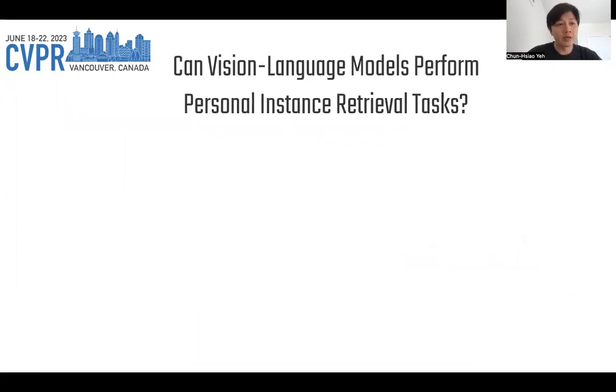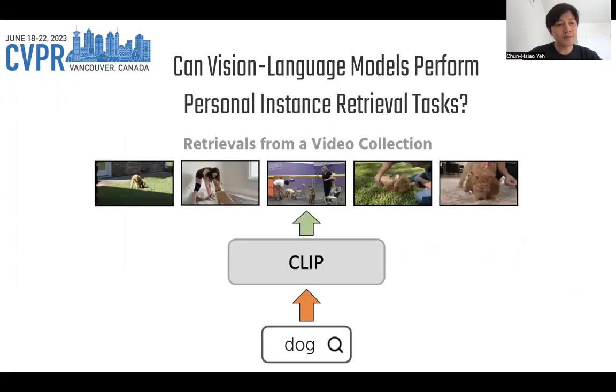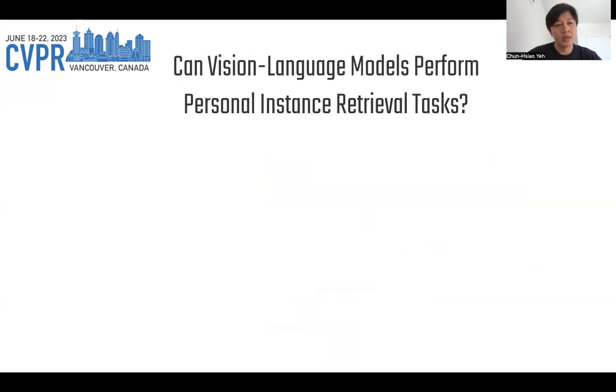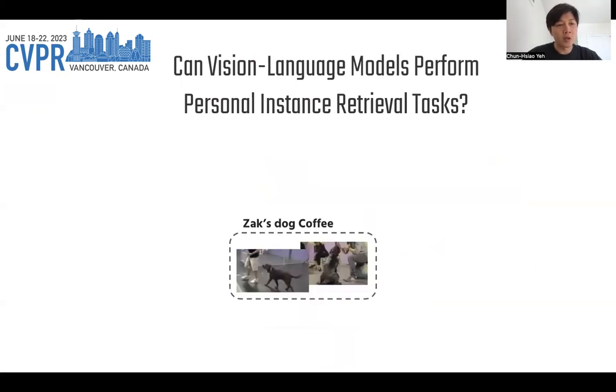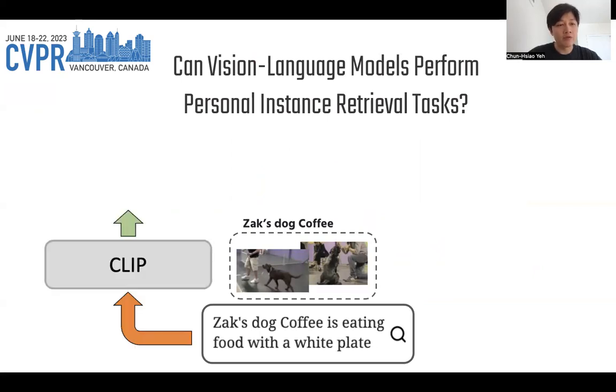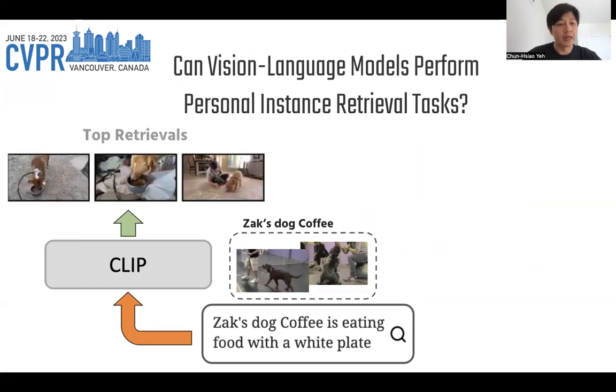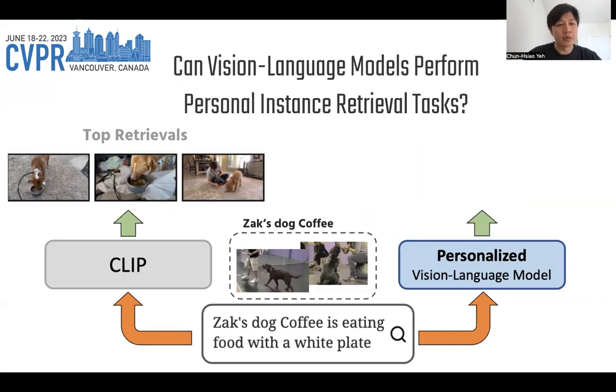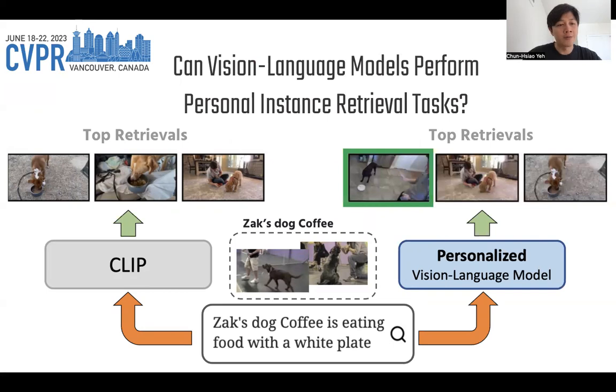Vision language foundation models such as CLIP are excellent in zero-shot classification and retrieval, and can be used to find everyday objects such as dogs. However, when searching our personal photo and video library, we're usually not interested in finding just any dog, but rather a specific instance, like Zach's dog Coffee. Also, we want to find the moments where Zach's dog Coffee is eating food with the white plates. And the retrieval shows that the CLIP model cannot actually fulfill our needs. So we introduce a personalized vision language model, which allows us to query specific context with our personalized instances and retrieve those personalized moments.